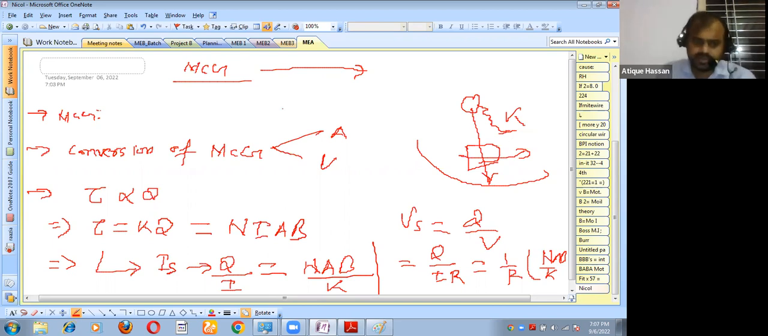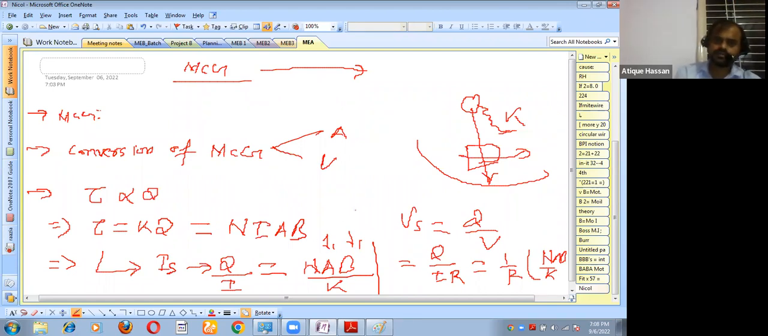So basically you can see the different parameters on which the current sensitivity depends. If you see here, the current sensitivity depends upon area, it depends upon magnetic field, it depends upon number of turns, and voltage sensitivity also depends upon number of turns, area, and magnetic field.